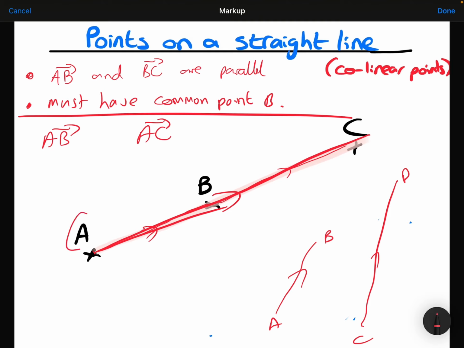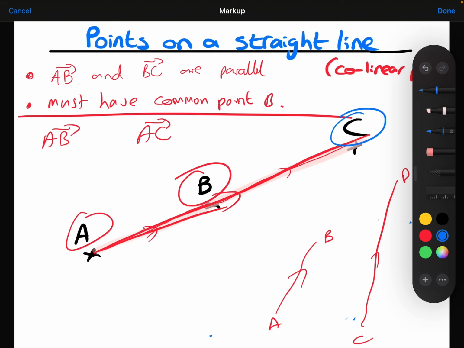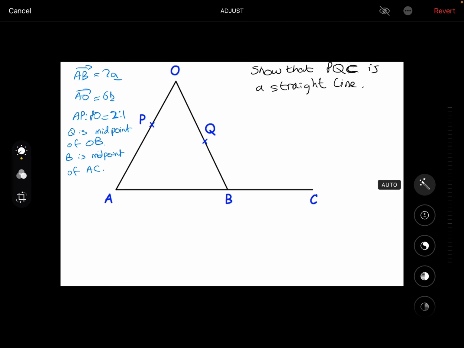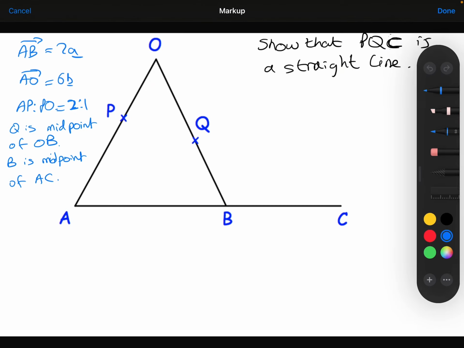You have to pick 2 points that are on the line, find the vector between them. Then pick another 2 points that are on the line, find the vector between them, show that they're parallel, and then talk about the common point. So let's have a look at what that looks like as a GCSE exam question.